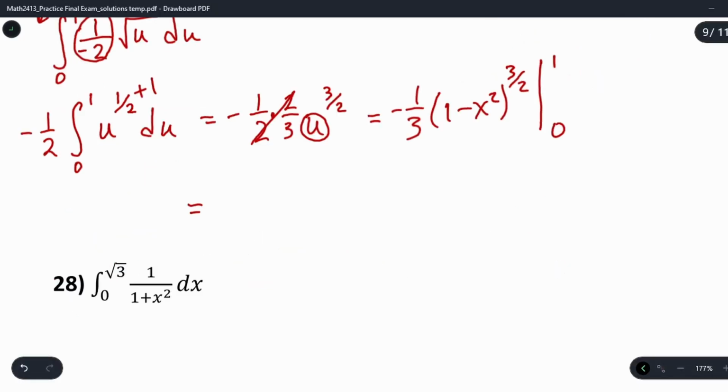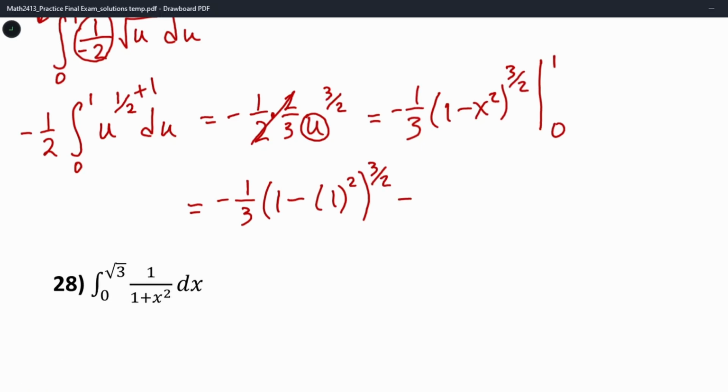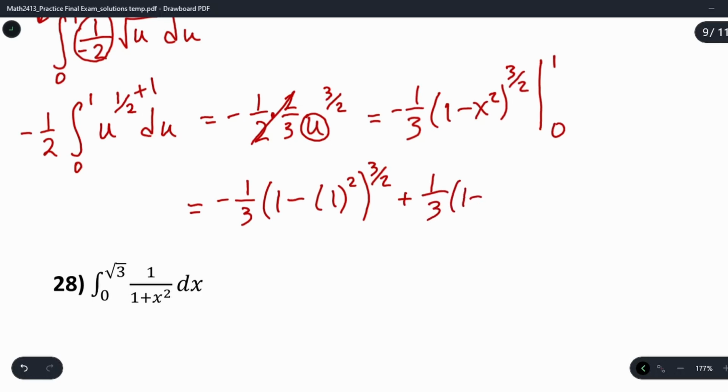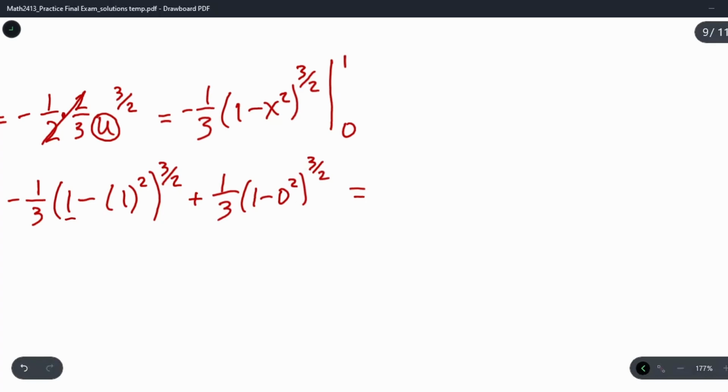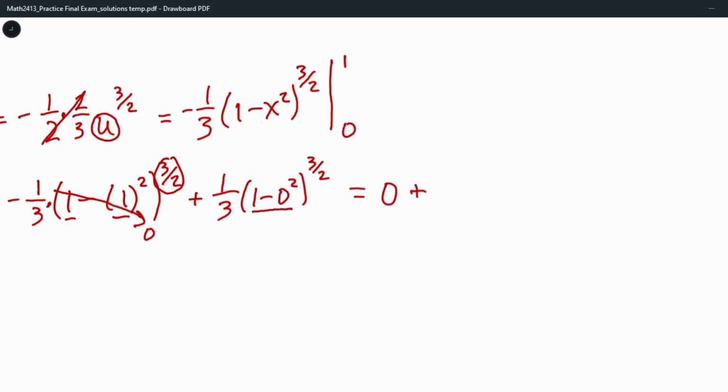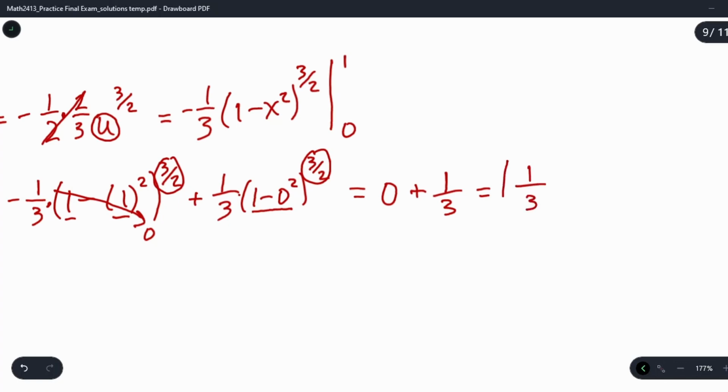Okay, so plugging in 1 first, we're going to have negative 1/3 times 1 minus 1 squared, all of that to the 3/2 power, and then minus a negative will make that a positive 1/3, 1 minus 0 squared to the 3/2 power, which will simplify. 1 minus 1, this becomes 0. And 0 to any power is still 0, and 0 times anything is 0. That's just 0. Plus 1 minus 0 is 1. 1 to any power is 1, and then 1 times 1/3 is 1/3, giving us a final answer of 1/3.